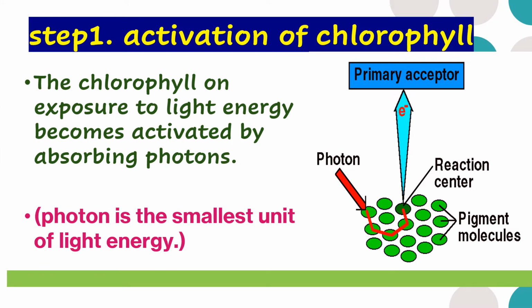First step of light dependent phase is activation of chlorophyll. The chlorophyll on exposure to light energy becomes activated by absorbing photons. What are photons? A photon is the smallest unit of light energy. Then these are chlorophyll pigments. These chlorophyll pigments are activated by absorbing photons. That is the first step.